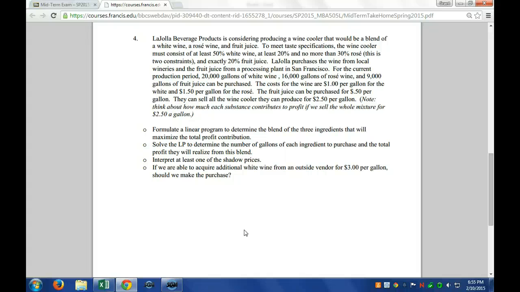Interpret at least one of the shadow prices. And here's one where you have to look at if we were able to acquire additional white wine from an outside vendor for $3 per gallon, should we make the purchase? White wine is an included cost, so you need to figure out, how much should we be willing to pay above the normal rate? What's the premium we should be willing to pay?